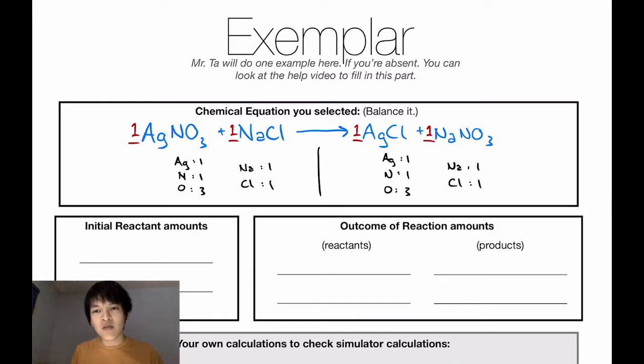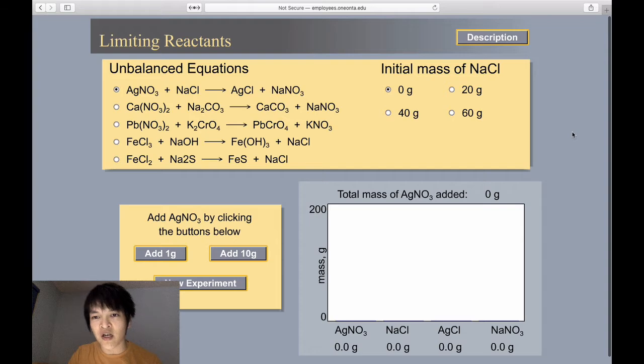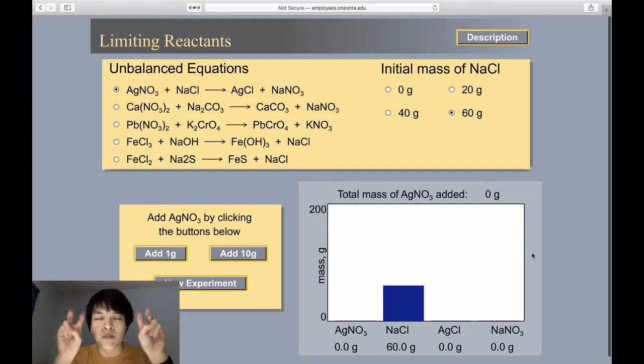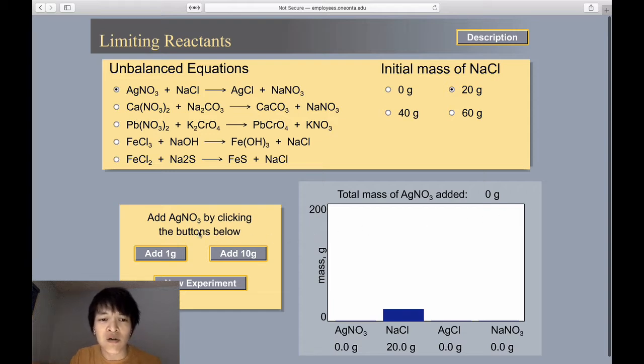Okay, but now I'm going to look back at the simulator here. I can change the initial amount of the sodium chloride, and as I'm clicking this button, you're going to notice that the bar graph on the bottom changes. The bar graph keeps track of how many of each chemical there is inside this beaker, okay? So let's say that there's 20 grams of sodium chloride at the beginning. I didn't add the silver nitrate yet, but as soon as I add it, you're going to notice that it creates product.